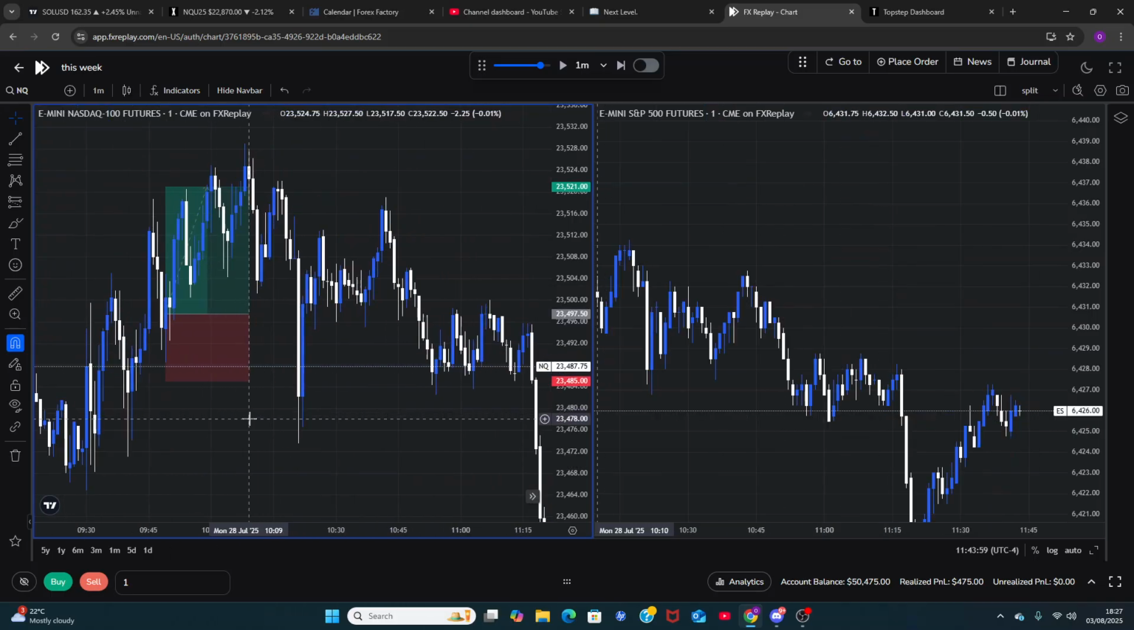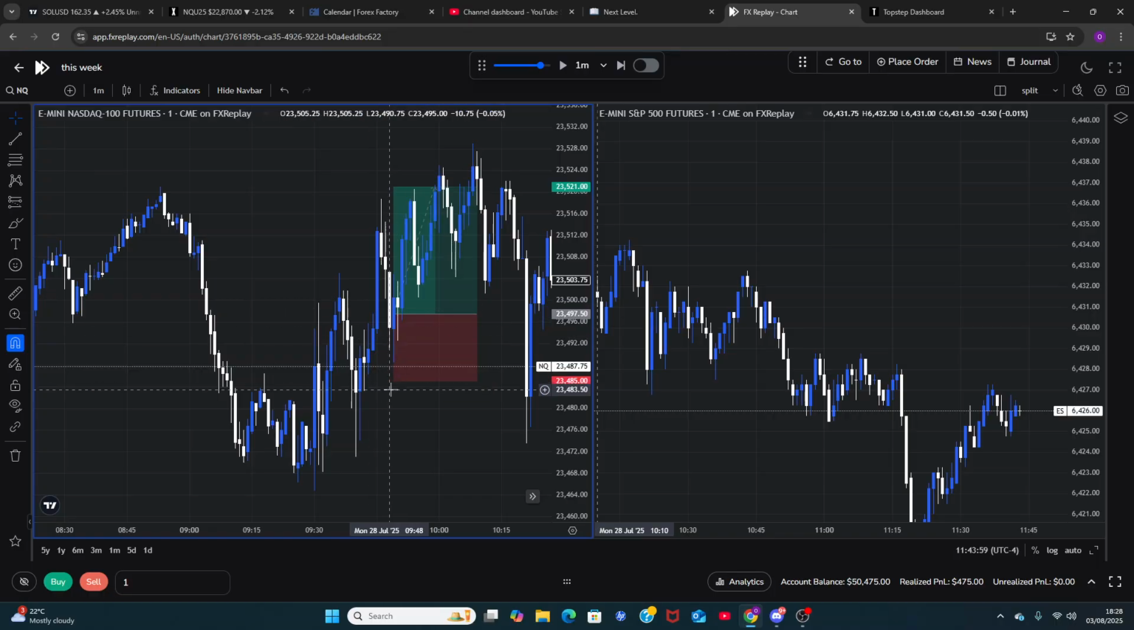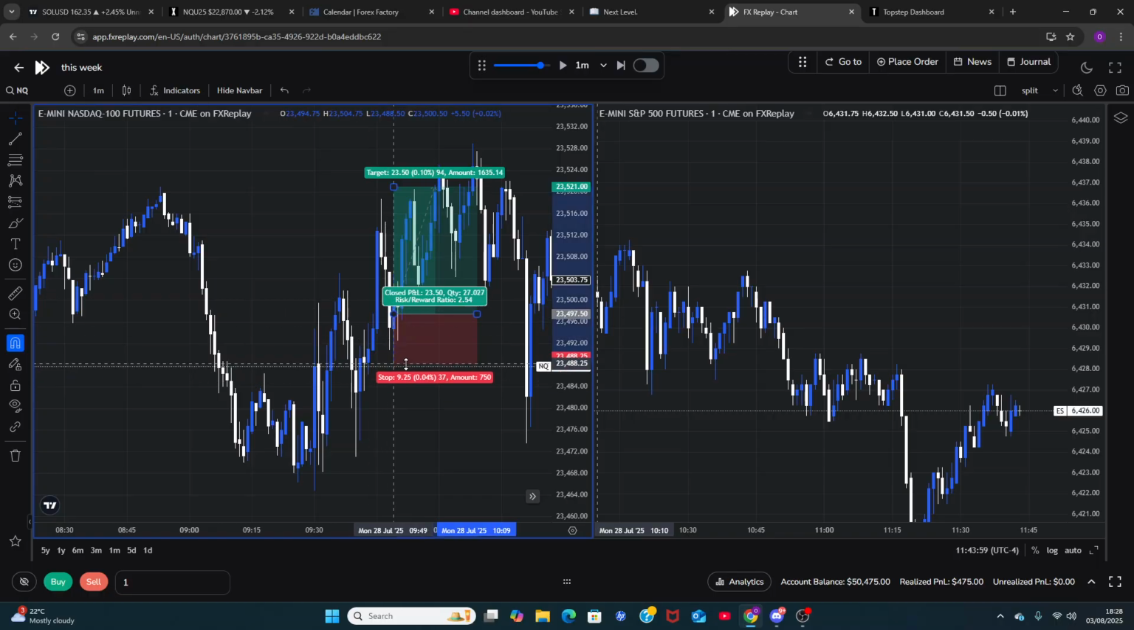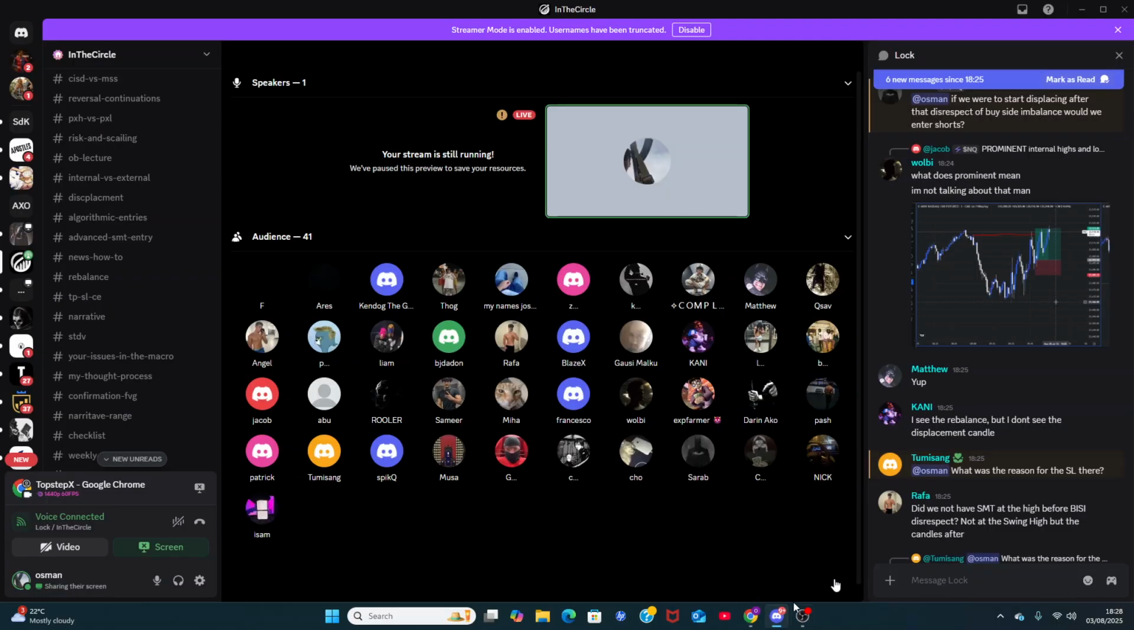It's not too tight. If you were to enter right there, you wouldn't put it beneath there, just in case price wants to chop within the range again. So that is pretty sensible, right? I mean, you could have done that on the wick if you want to.